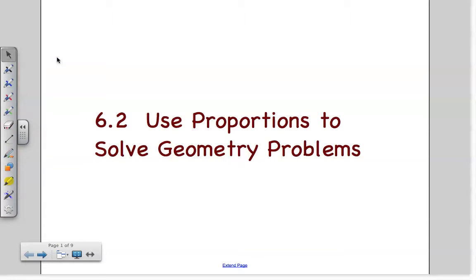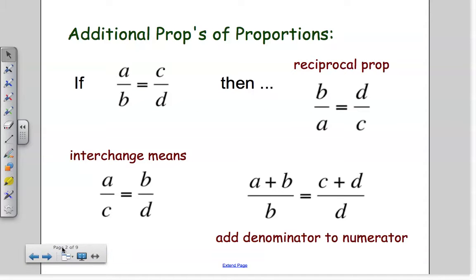In section 6.2, we're using proportions to solve geometry problems, so using proportions like we did from yesterday, and expanding a little more on that. First of all, we're looking at different ways to write proportions. So some additional properties of proportions here.